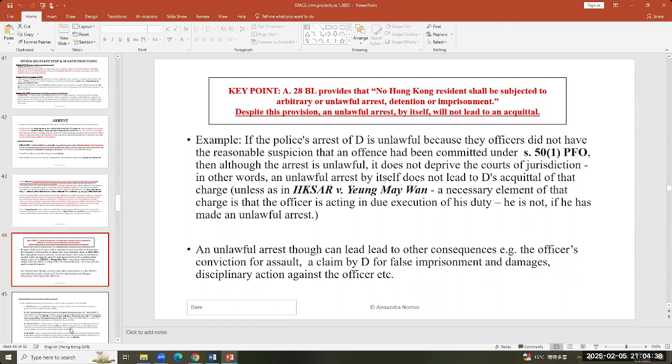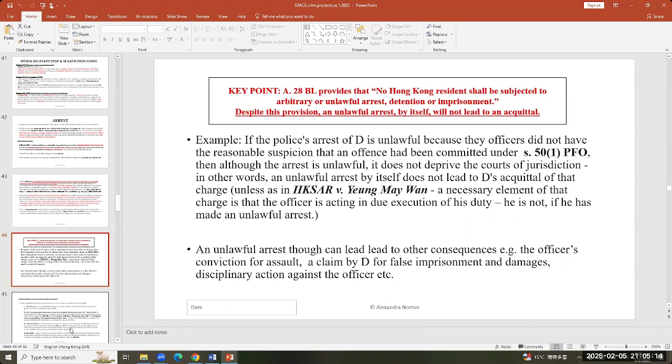In Yeung May Wan, the unlawful arrest did lead to the defendant's acquittal on the subsequent charges, but only because of the element of those subsequent charges, the due execution of duty, not being satisfied. But you can't necessarily say that every time there's an unlawful arrest, the defendant's going to be acquitted. Okay? You have to look exactly at what transpired. You have to look at the elements of the offences charged. So the courts still have jurisdiction, even in the context of an unlawful arrest.